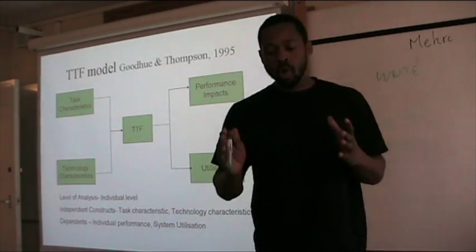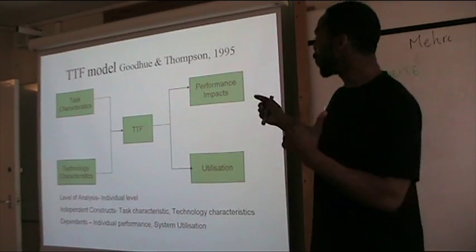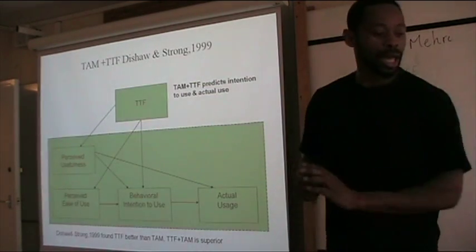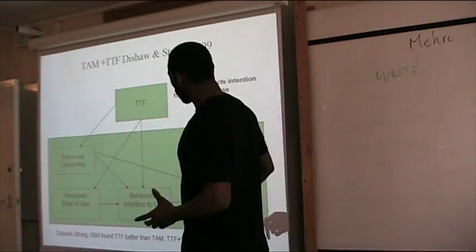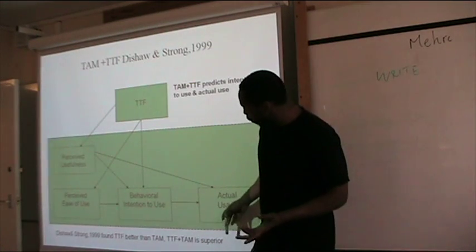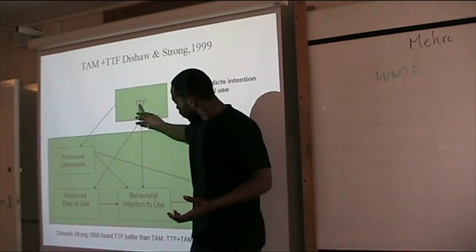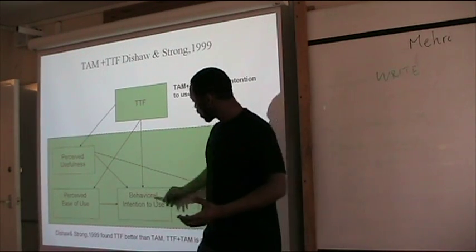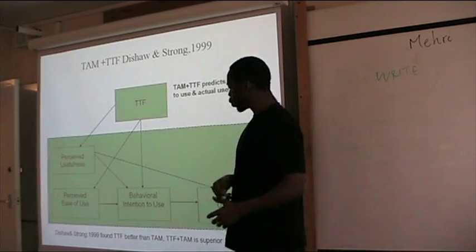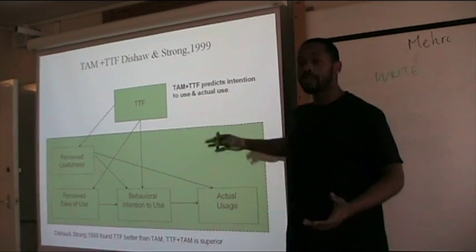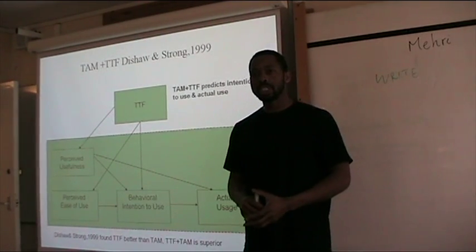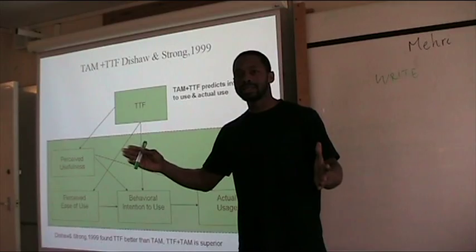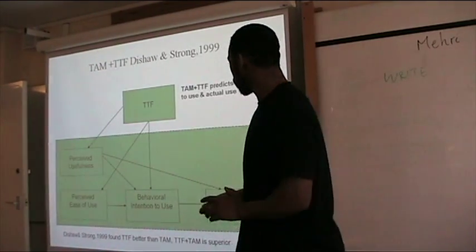So this model and the previous one can be put together to bring up something which, after a lot of analysis, they found that task technology fit on its own was a bit more efficient than the technology adoption model on its own. So they put them together and came up with what we have here, which is the two parts together being better than the individual ones.